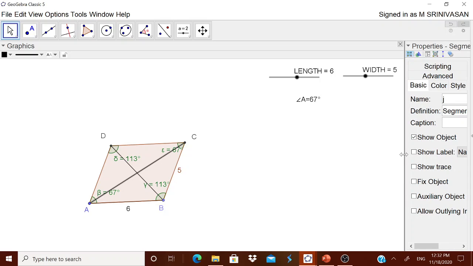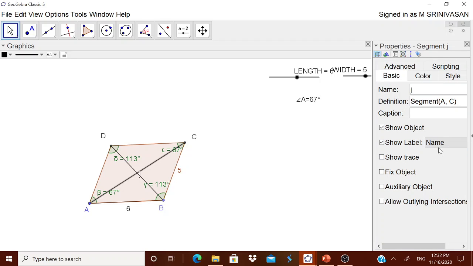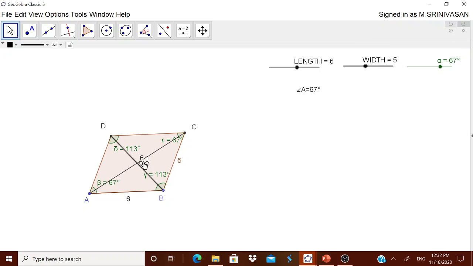Now this one I want the value of it. I will expand it a little bit. It is 9.2. Similarly the second one, I want the value of it. You want to show the label and then the value of it. It is 6.1. One is 9.2, another is 6.1.